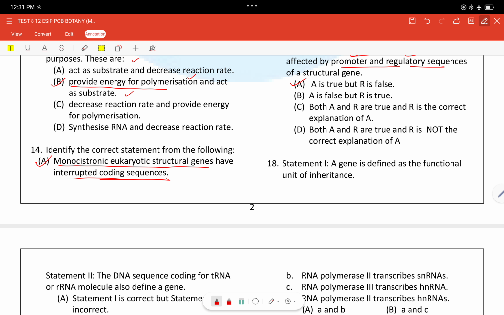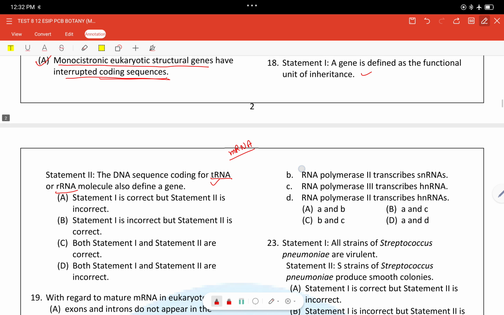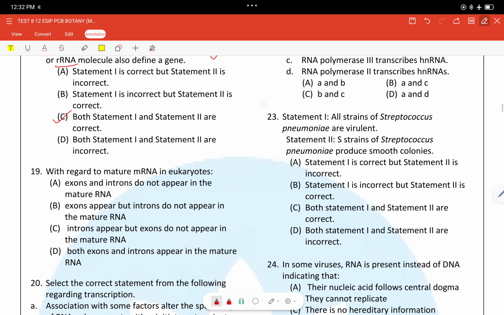A gene is defined as the functional unit of inheritance. That is absolutely correct. The DNA sequences coding for tRNA or rRNA molecules are also genes. That is also correct. A gene can synthesize tRNA, mRNA and rRNA. All the types of RNA are synthesized by a gene, but the mRNA contains information for synthesis of protein. So both the statements are correct. Answer will be C. Both statement 1 and statement 2 are correct.